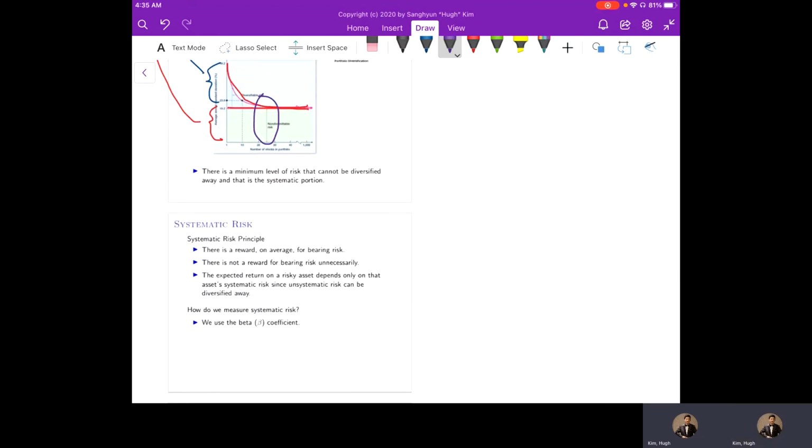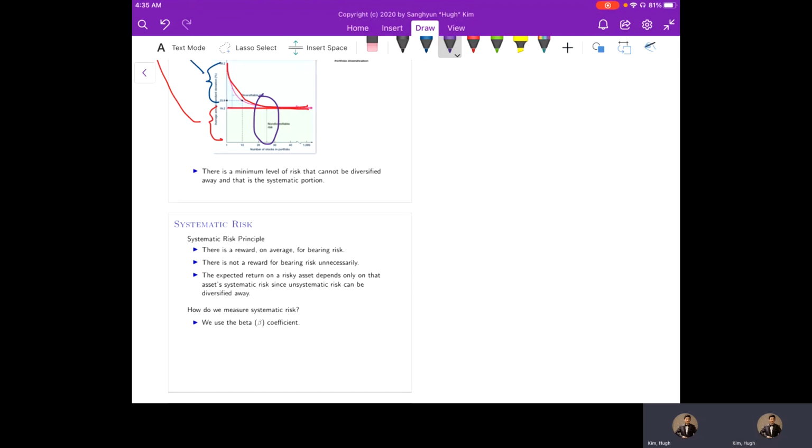Because you can diversify away unsystematic risk, all that matters to investors should be the systematic risk. And this is called the systematic risk principle. There's a reward, at least on average, for bearing risk, but there is no reward for bearing risk unnecessarily, and you are only rewarded for bearing systematic risk. So the expected return on a risky asset depends only on the asset's systematic risk, because unsystematic risk can be diversified away.